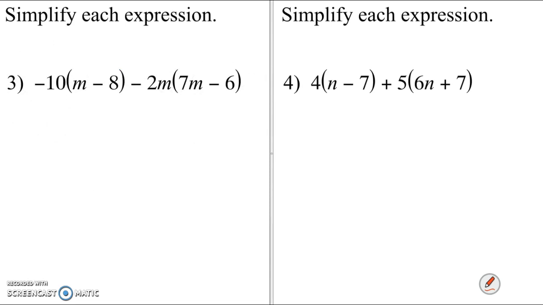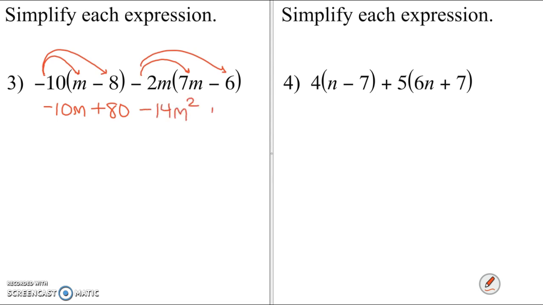Next one is a little bit more challenging. We have a -10 that distributes to both things. So we got two distributes here. So -10m plus 80 minus, now we got to distribute a -2m. Devontae, quiet please. Plus 12m.